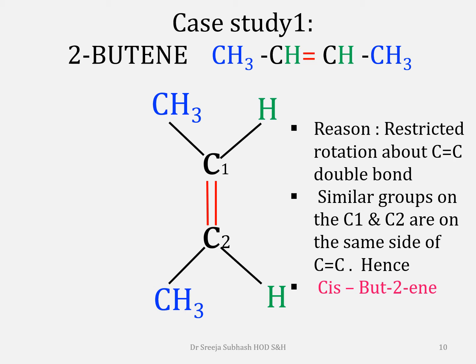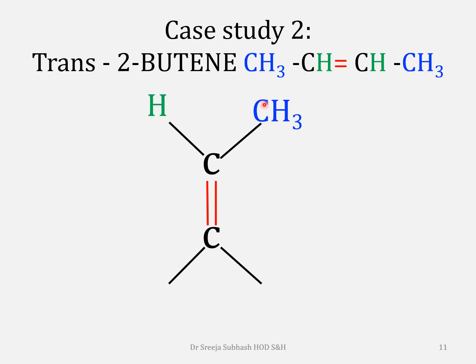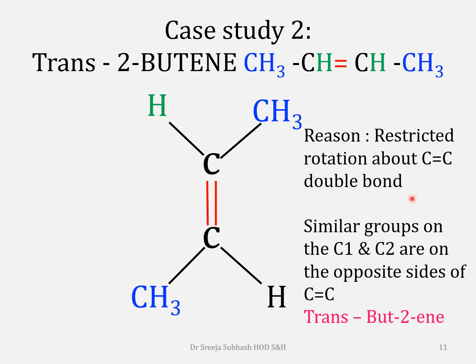We will consider one more example, a similar one, but the trans-butene. How does it look? Please note that the molecular formula is just the same, but the 3D arrangement is going to be different. This is the skeleton we are going to fill up with the substituents. Hydrogen on this side and a methyl group on this side. On this second carbon atom, hydrogen has to be on this side and methyl has to be on the other side. So this is a trans isomer. The reasoning here: restricted rotation, similar groups are on opposite sides. So this is trans-butene or trans-2-butene.